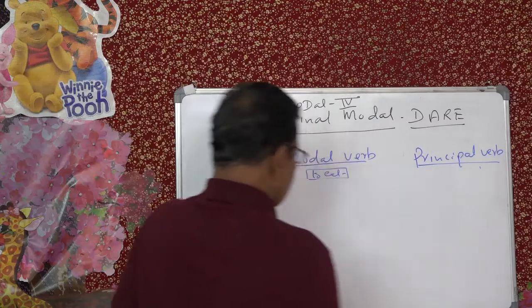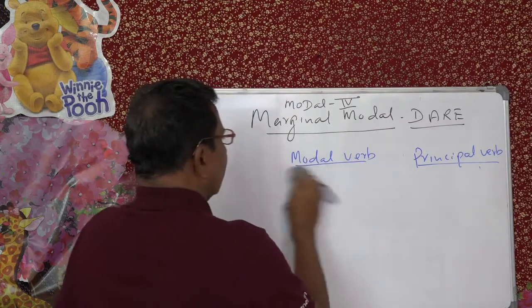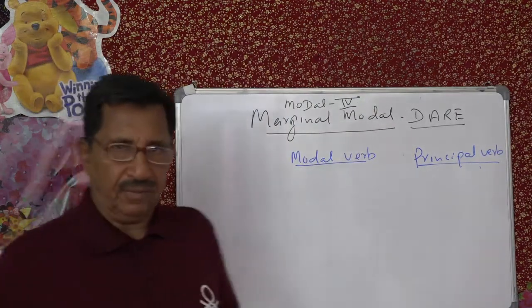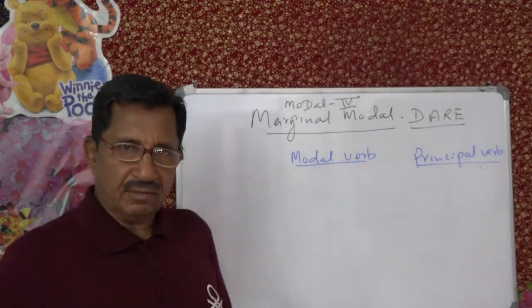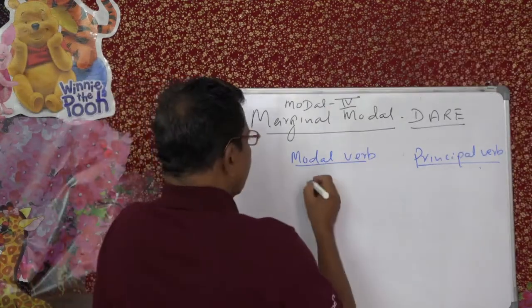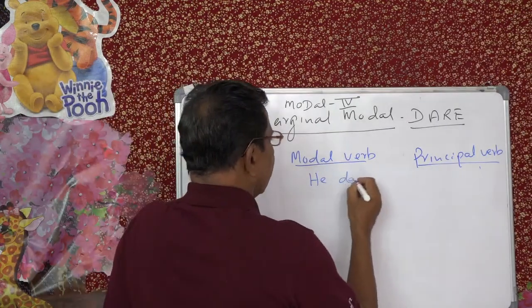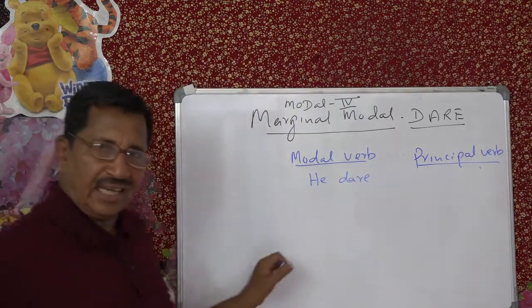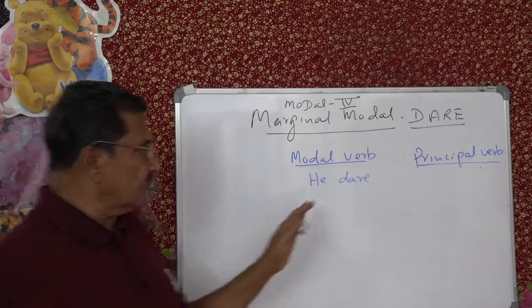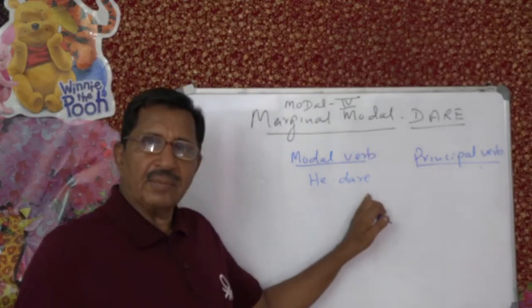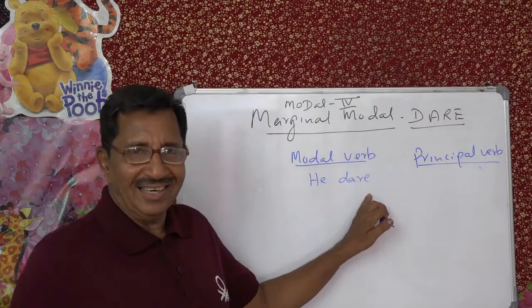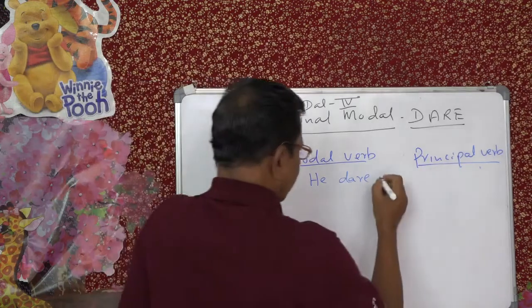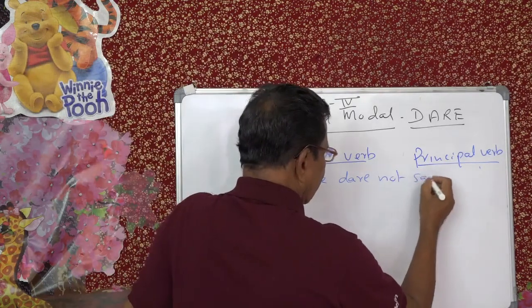As a modal, it has all the characteristics of pure modals. For example, it is not inflected. You can say, "He dare." You don't say, "He dares." "He dare to say." Listen, "he dare." When you see "he" with "dare," that means this is a modal. Understand that? So you say, "He dare not say it."